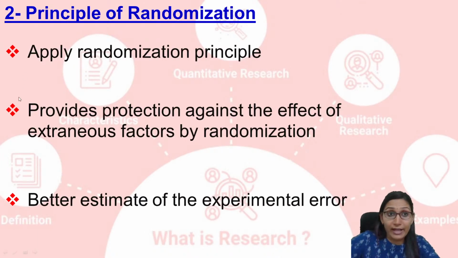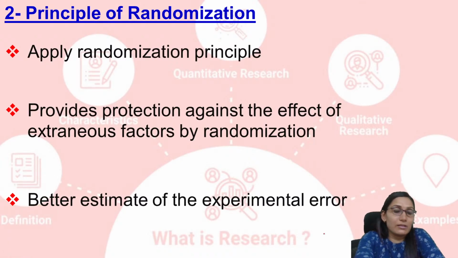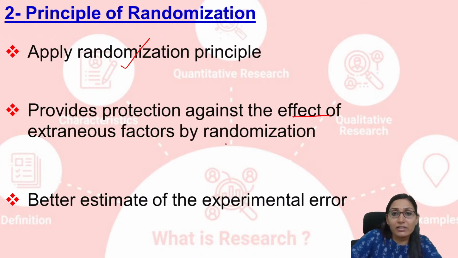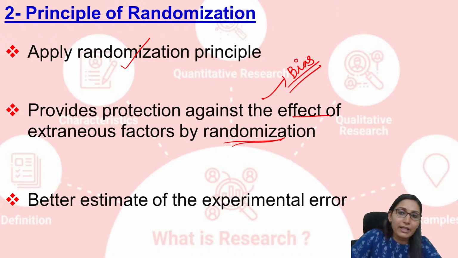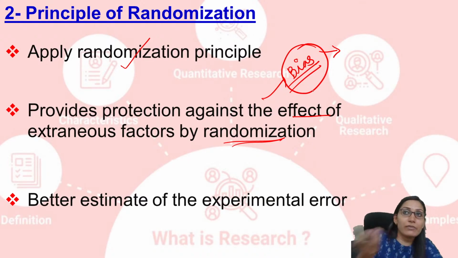Second is principle of randomization. Randomization means being very random in choosing. So here second principle that has to be followed is principle of randomization. It provides protection against the effect of extraneous factors by randomization. So here we can avoid any kind of bias, because why can bias be avoided? The reason is that basically by choosing random sample, then the unbiasedness will increase. So it becomes more unbiased.